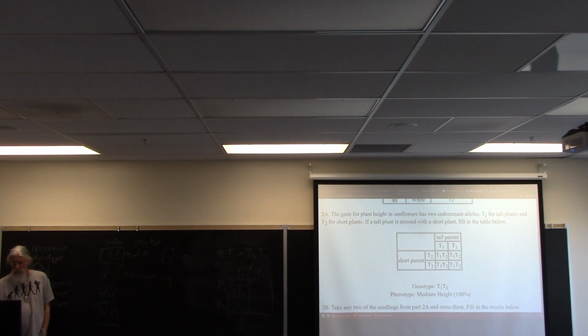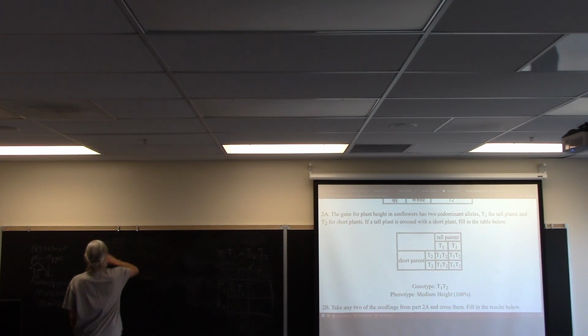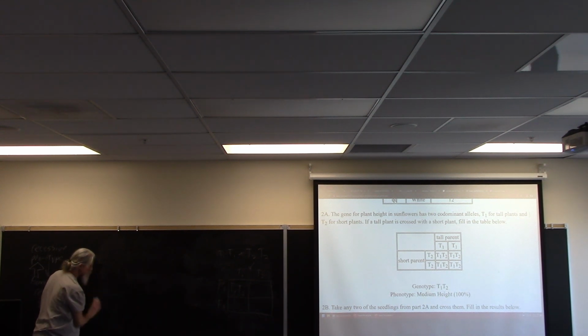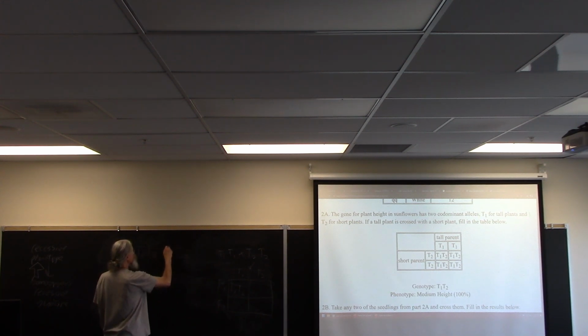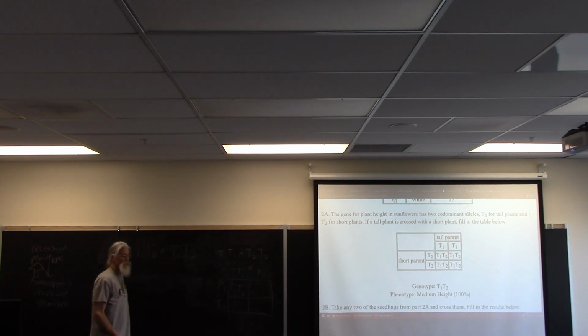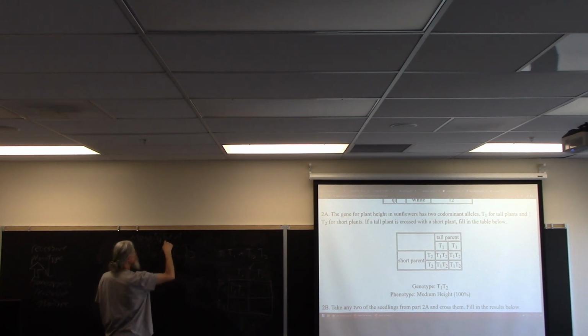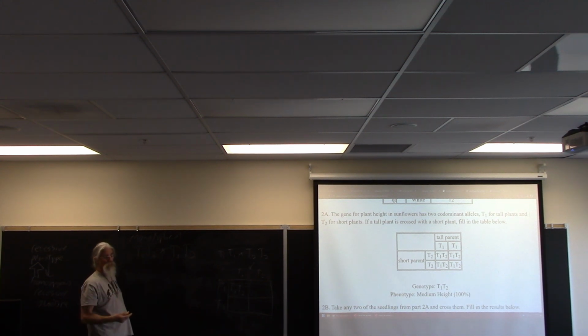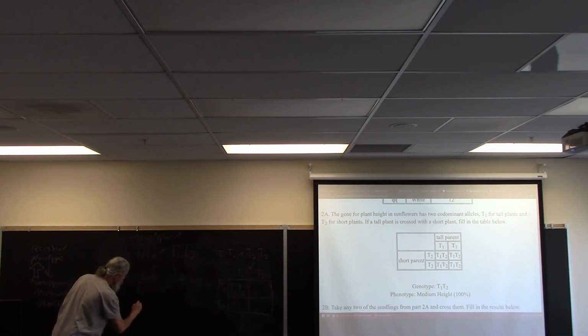Okay, so take any 2 of the seedlings from part 2A and cross them, fill in the results below. So now we've got those guys, only those guys, T1, T2 crossing with T1, T2. So these guys are heterozygotes. It's a monohybrid cross. It's hybrid because it's the heterozygotes, and it's mono because it's only one locus that we're looking at, the T locus. So you cross these guys, so they make their gametes, meiosis. Gametes are either T1 or T2. It's the same for those guys there.